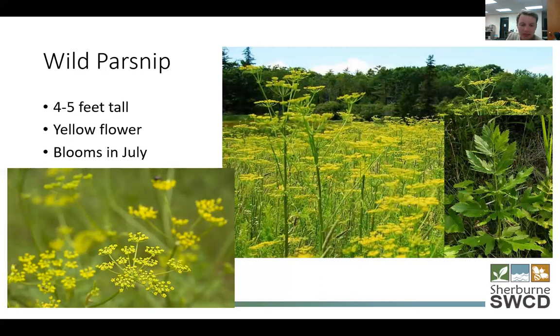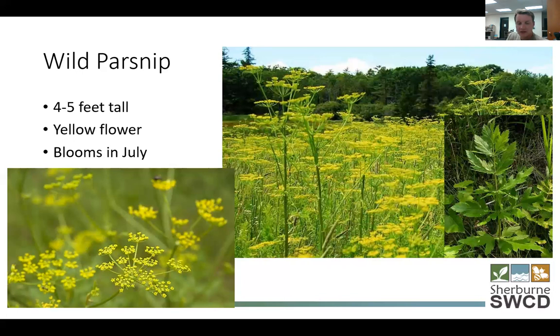So, for example, golden Alexander is very similar to wild parsnip. However, it only grows to 2 to 3 feet tall. It blooms in the spring, and it's just much smaller. So I get them mixed up in the spring, but once we get to July, it's very obvious being able to tell the difference between the two. So if you want to do wild parsnip management, feel free to wait till the middle of the summer.